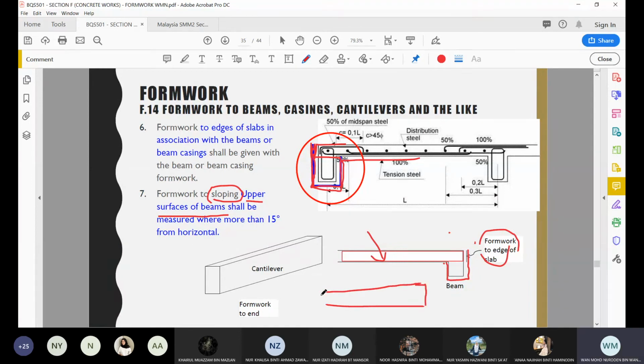Dia macam slab juga tadi, tapi just slab pun sama. Kalau slab tu more than 15 degrees, barulah kita kena measure separately lah. Sama juga macam case ni lah. So kawasan ni lah kita akan buat formwork ke atas. Tapi kita kena measure separately kalau dia lebih daripada more than 15 degrees from horizontal. Okay, 15 darjah. Okay. And then there is formwork to beam, casing, cantilever, centerline.